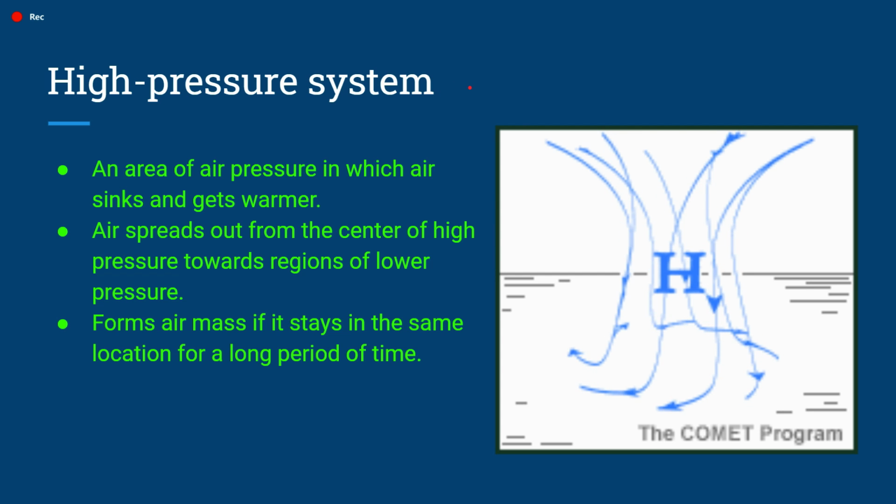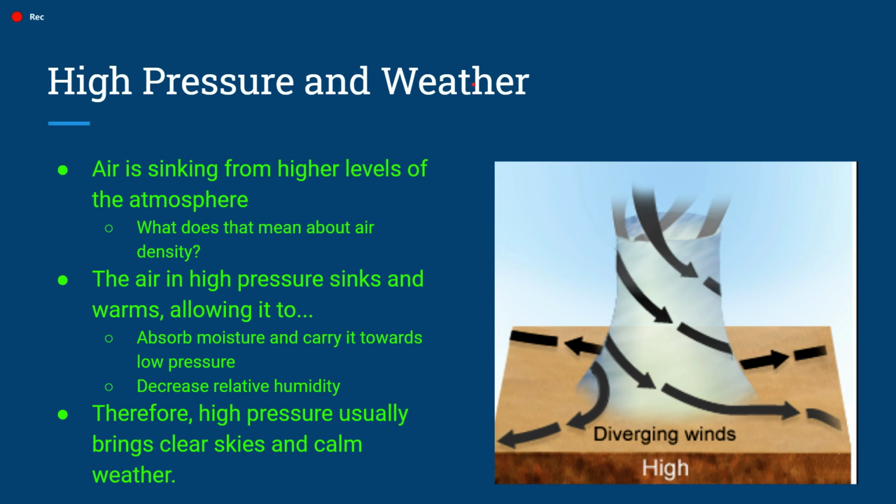But now we're going to talk about how it influences weather. So high pressure and weather: air is sinking from the higher levels of the atmosphere, which means if the air is sinking, the air must be more dense than the air beneath it. So you have air sinking down through the high pressure system and then spreading out or splitting off, diverging winds out of the center of high pressure throughout the entire air mass that's formed here.